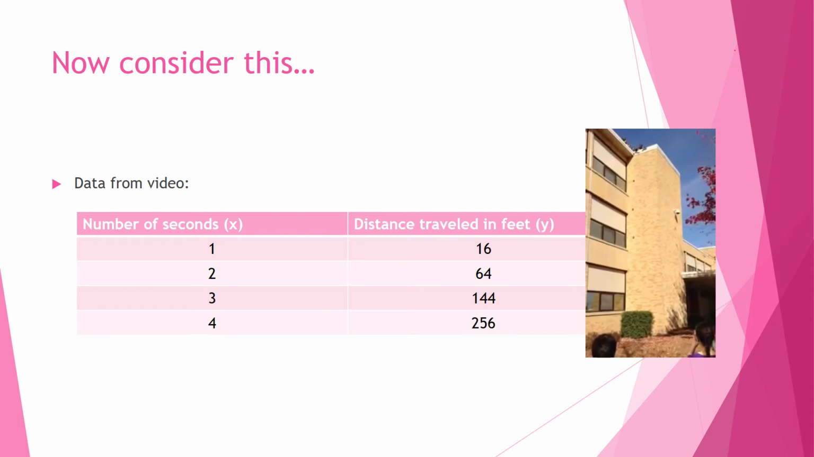So if we were to slow down this video so you could see where the ball was as it was falling, this is the data that we would receive. At 1 second, it was at 16 feet. At 2 seconds, it was at 64 feet. At 3 seconds, it was at 144 feet. And at 4 seconds is when it hit the ground.